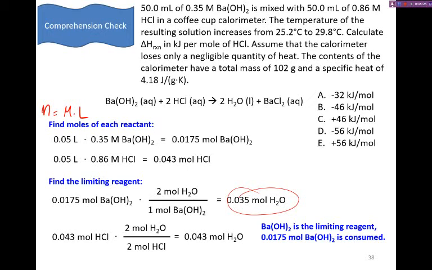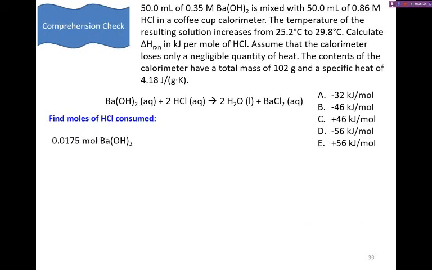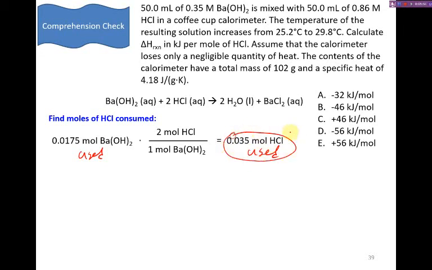Since the barium hydroxide is the limiting reactant, we can't just use the amount of hydrochloric acid and use the moles of that. We need to find out how many moles of hydrochloric acid was actually used up. So to do that, we take the moles of barium hydroxide that we used, multiply by the stoichiometric ratio, and this is how much hydrochloric acid is used.